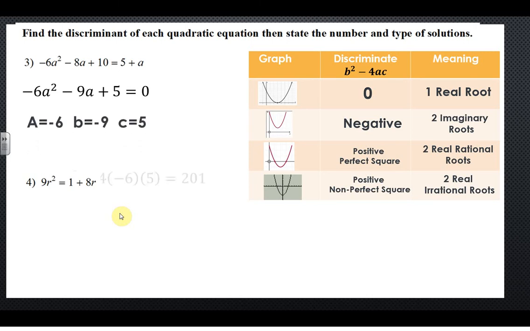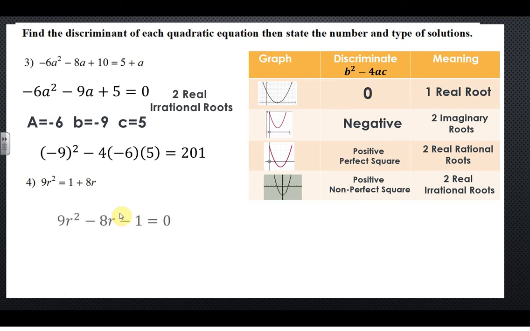Okay, b squared minus 4ac, you get 201. Is that a perfect square? Definitely not. What if I don't know if it's a perfect square? I kind of feel confident with my perfect squares, but what if I'm not confident? Well, all you'd have to do is plug it into your calculator, and if it pops out a whole number, it's a perfect square. If it pops out a lot of decimals that don't really make sense, it's an irrational number. So it's not a negative and it's not a perfect square, you get 2 real irrational roots.